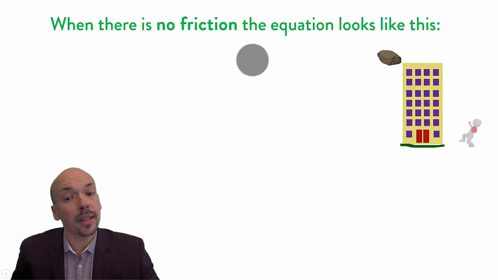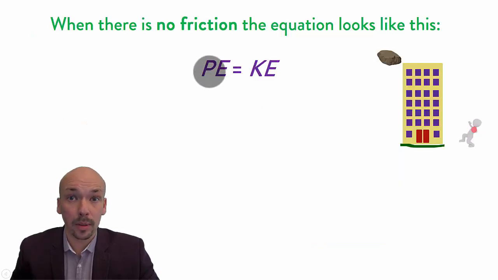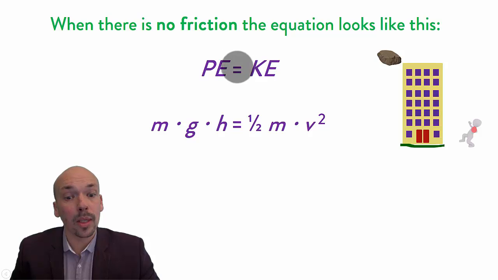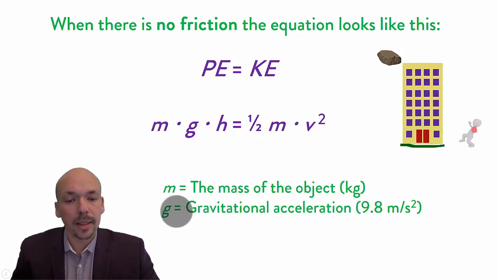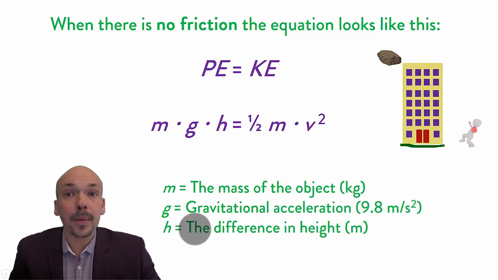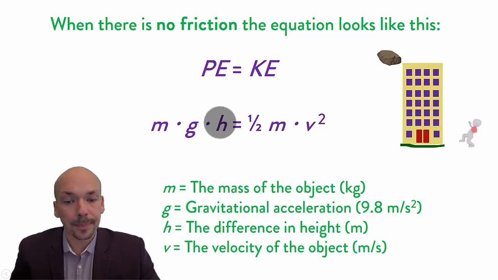When there's no friction, you can use this equation. The potential energy is equal to the kinetic energy. I already discussed in separate videos how you can calculate them, and it will look like this. The potential energy has this equation and the kinetic energy has this equation. Just briefly, the m, the mass, is in kilograms. The g is the gravitational acceleration, 9.8 meters per second squared, just 9.8. H is the difference in height, in meters, and v is the velocity in meters per second.